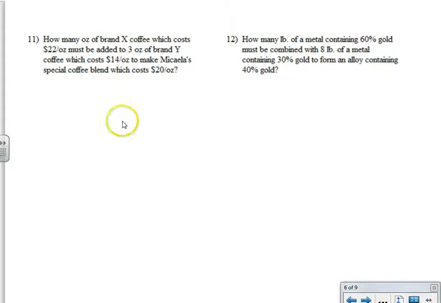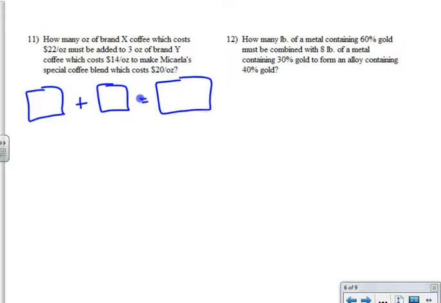And 11 is really the same. They don't give you percentages this time, but it's the same idea. It's dollars per ounce of coffee, I think, is this problem? Yeah. So we've got $22 per ounce must be added to this cheaper coffee, $14 per ounce, to create a mixture that's $20 per ounce. So I believe they said we don't know how much $22 per ounce coffee should be added, but the cheap stuff, we know we have 3 ounces. And in the combined coffee, it's going to be x plus 3.